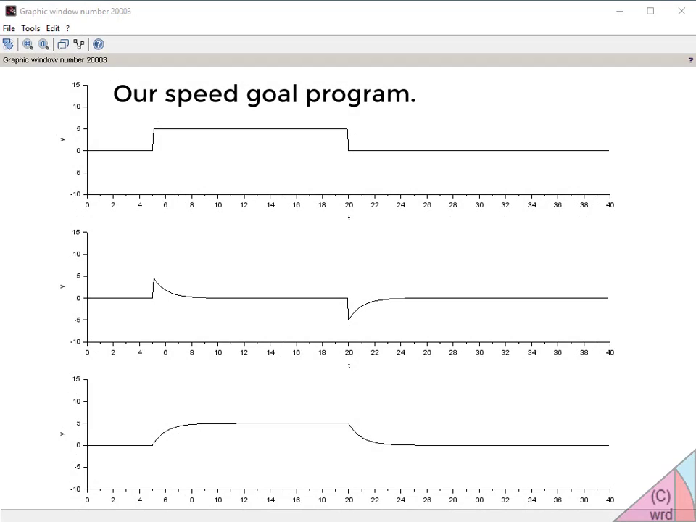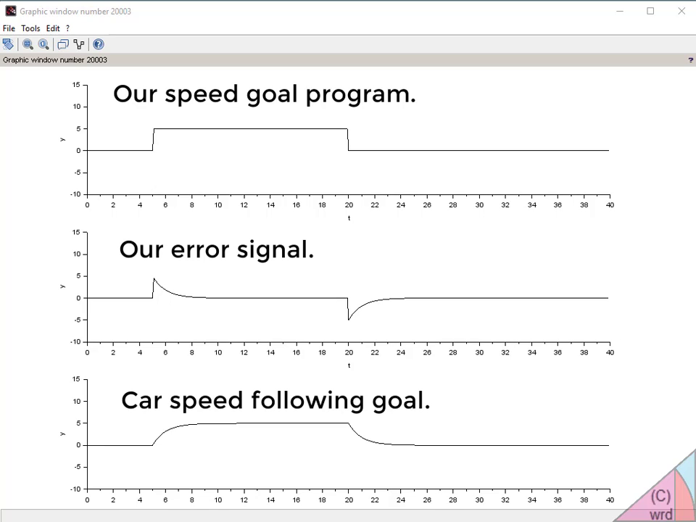Here are the graphs. Trace 1 is the goal over time. Trace 3 is the value on the account, the actual car speed at any model time. Once the goal changes from 0 to 5, the car speed account takes about 3 time units to follow it up to 5. The account then takes the same amount of time to follow the goal back down to 0.